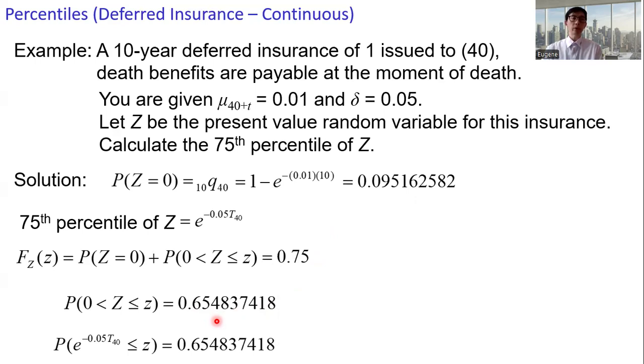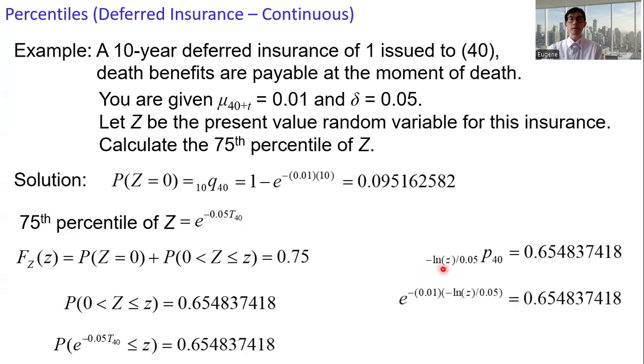That is, we want the probability that this expression, e to the power minus 0.05 T40, is less than or equal to z. This probability is 0.6548. We write this expression in terms of T40, so we can get this expression. Solving for the value of z, we get the answer. z equals 0.1204.